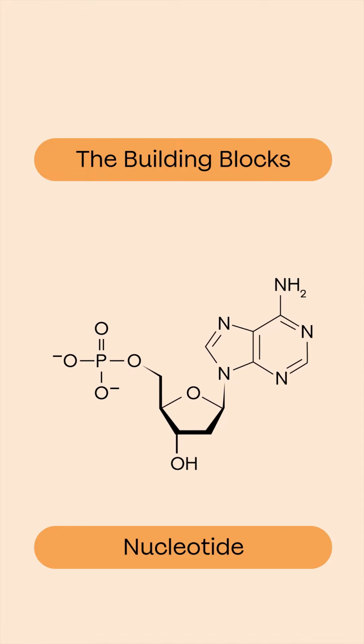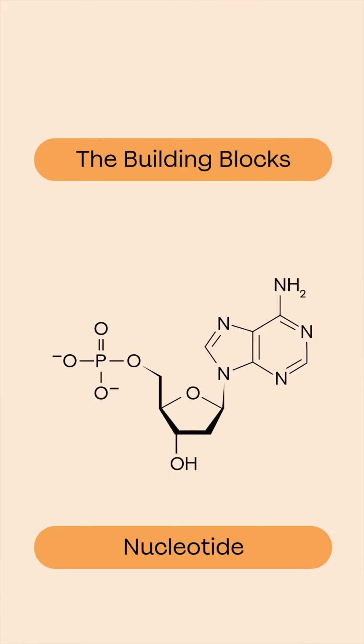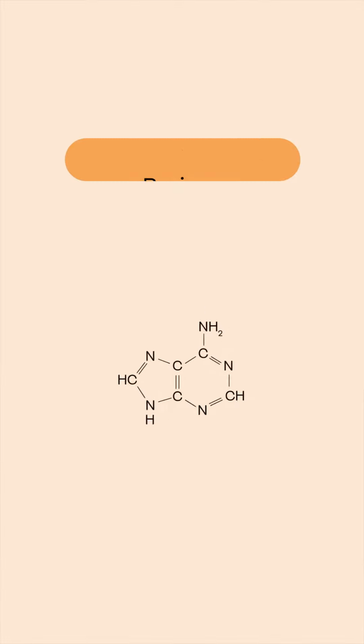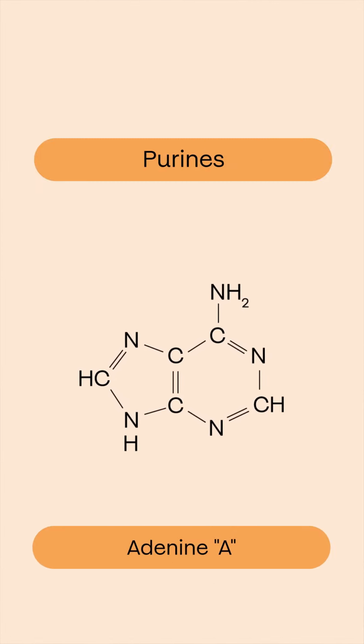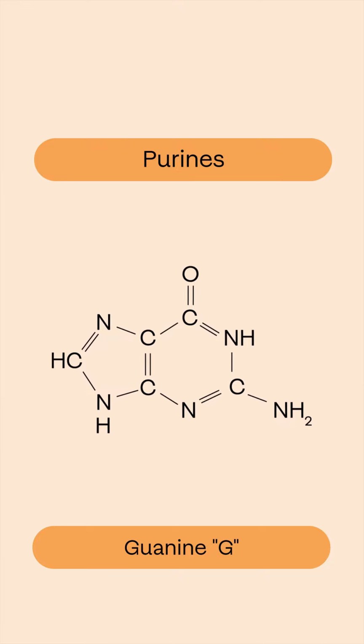phosphate group. What makes nucleotides different from each other is their nitrogenous base. Nitrogenous bases fall into two categories. The first category is purines, like adenine and guanine, represented by the letters A and G for short. Purines are composed of a double ring structure, one 5-membered ring attached to a 6-membered one.